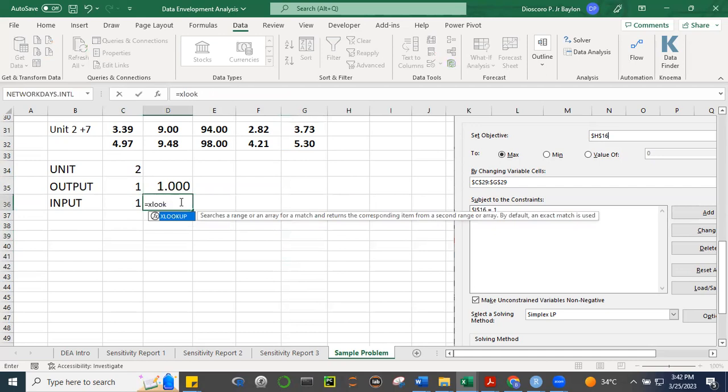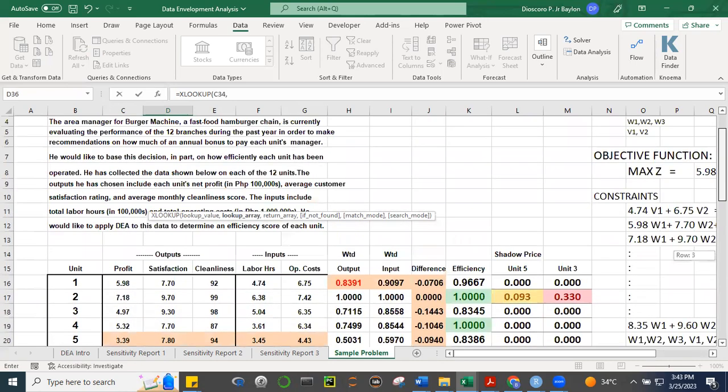Because XLOOKUP is for Excel 365. It doesn't exist in 2016. Lookup value, lookup array, return array. That's all, right? Lookup value, what's your lookup value? This is our lookup value. Okay, where's our lookup array and return array? So let's try that. Lookup value is 2, comma. What's our lookup array? Our lookup array is this one.